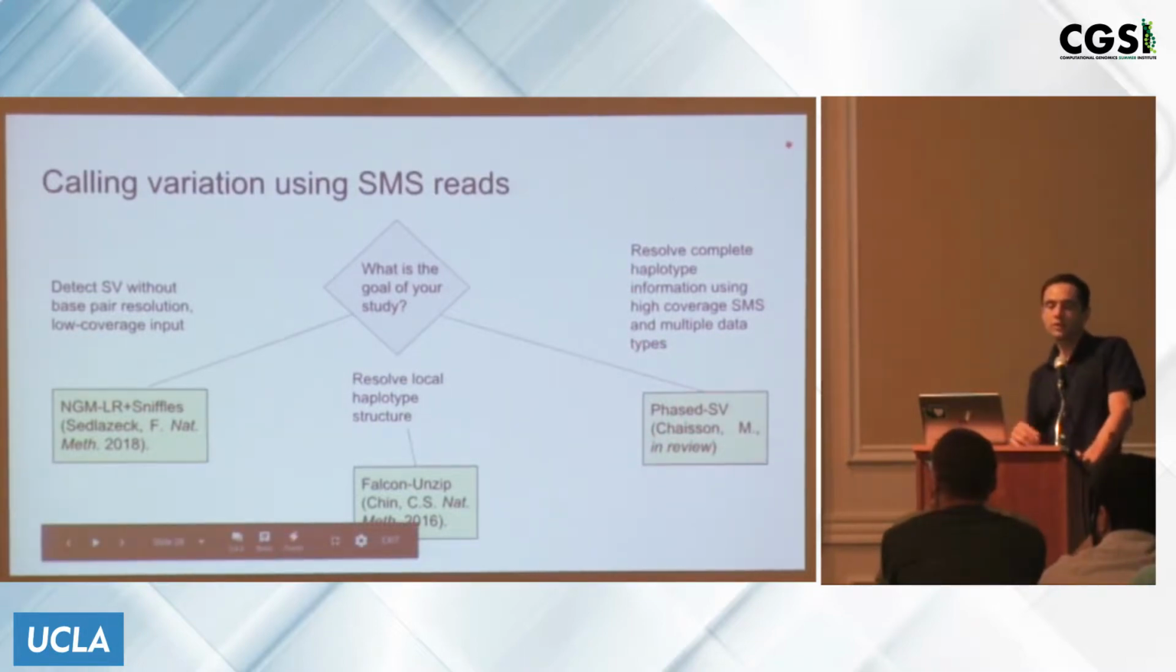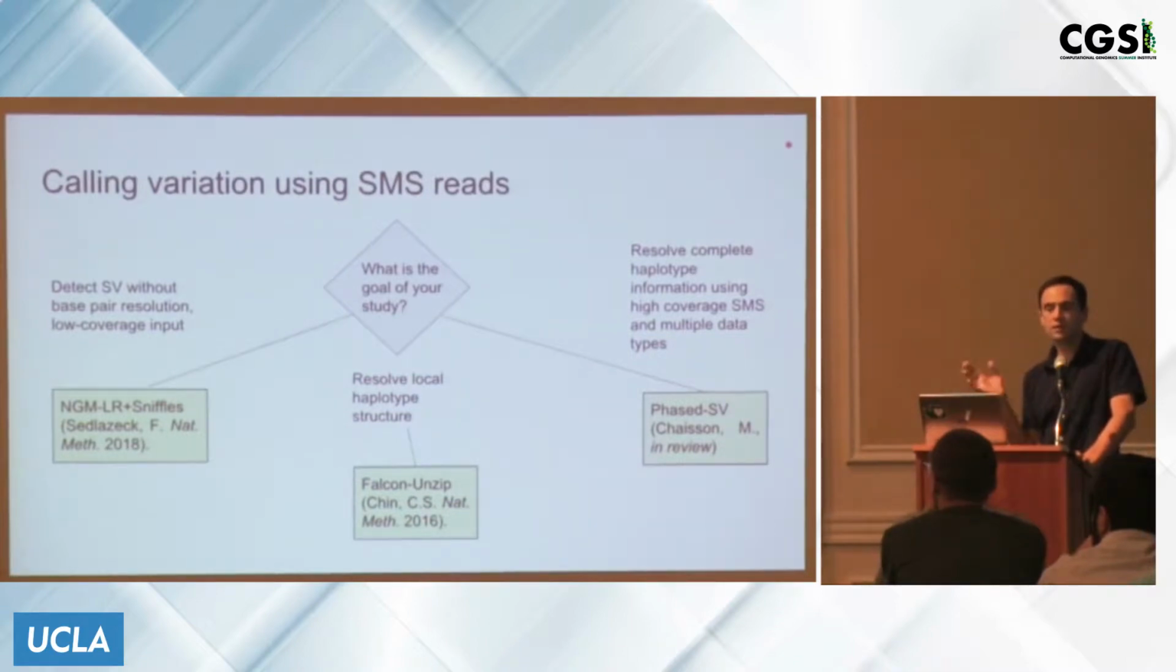And so if your goal of your study is to detect structural variation without necessarily trying to find base pair resolution, and your input is somewhat low coverage, then the method that Fritz Sedlazeck wrote, NGMLR plus Sniffles, is a pretty good way of doing this type of detection of variation. If your study is to try and resolve local haplotype structure and to try and get base pair resolution of variation, the de novo assembly program called Falcon Unzip is a pretty good approach.